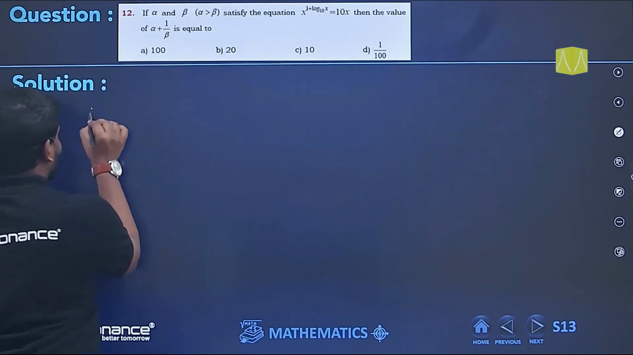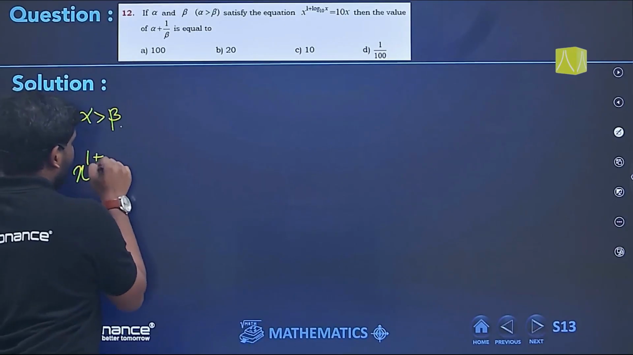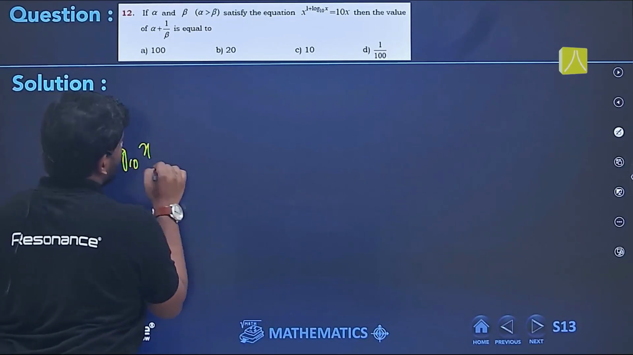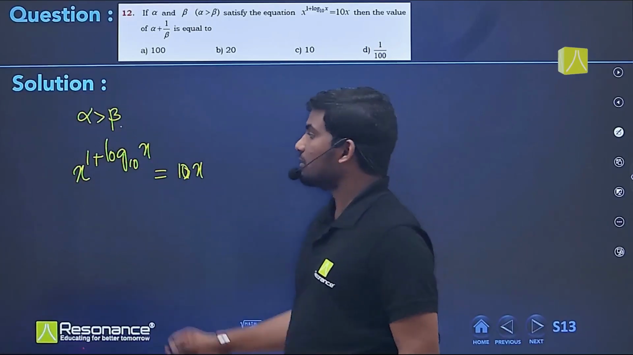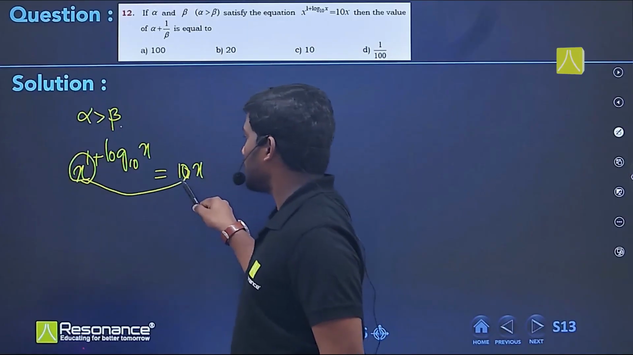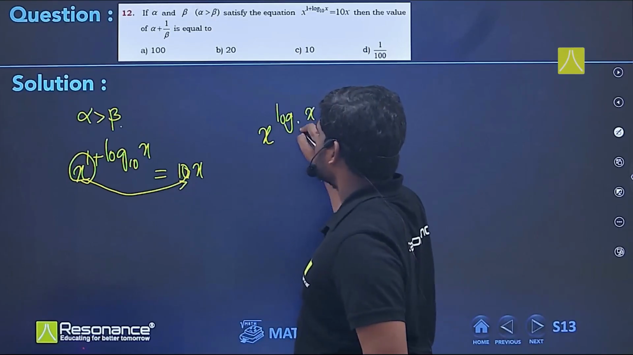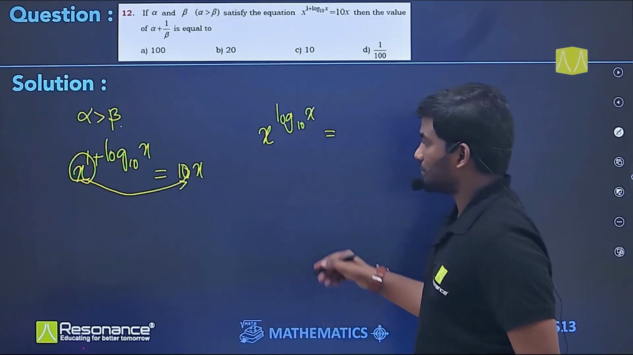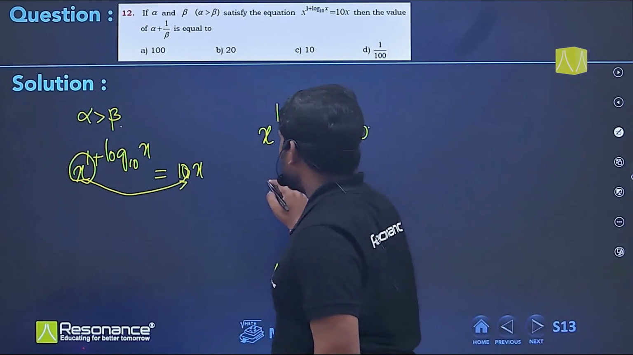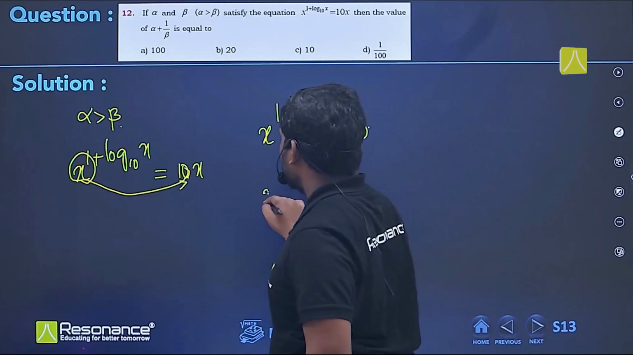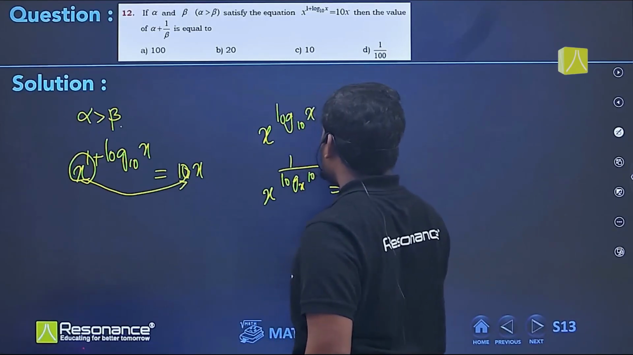Alpha and beta, where alpha is greater than beta, satisfy the equation x power (1 plus log x base 10) is 10 into x. Now one simple thing we need to observe is that this x can cancel this part. So we would be left with the following. Right. Now you can write it as x power (1 by log 10 base x) equal to 10.